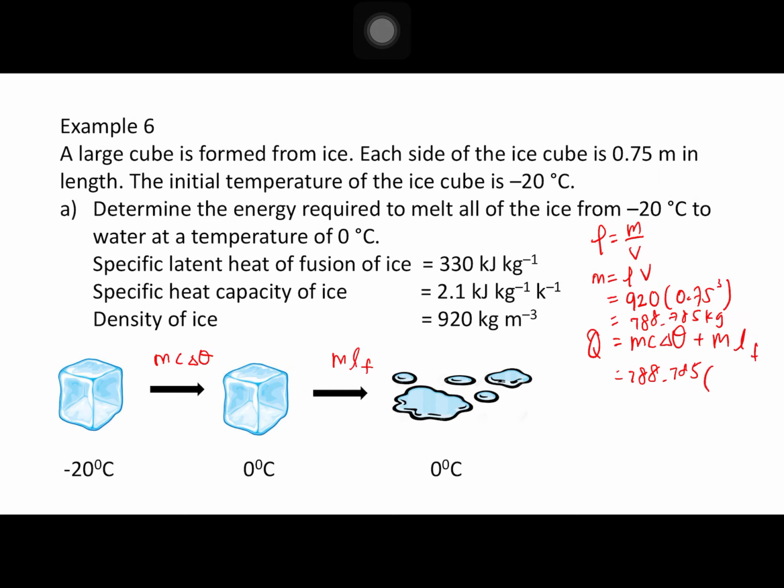Times c, what's the specific heat capacity of ice? Because this is during ice. So it'll be 2.1. Now notice over here it's got kilo. Did you remember that? You must times 10 to the power of 3. Okay, then times change in temperature. So what's the change in temperature over here? 20 degrees Celsius, right? So 20. Now remember I told you don't have to convert to Kelvin because the change in temperature is the same whether it's in degrees Celsius or Kelvin. Then plus 788.785 times the specific latent heat of fusion of ice. So it's 330. Now again take note this is kilojoule, so you must times 10 to the power of 3.